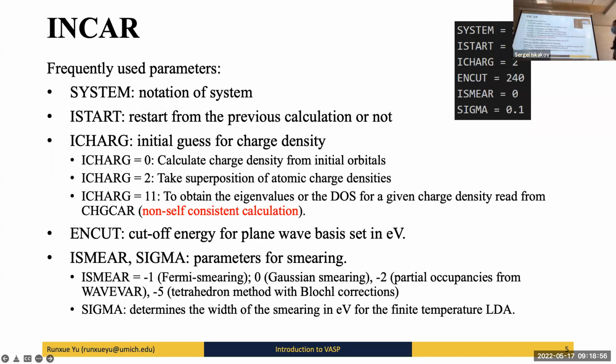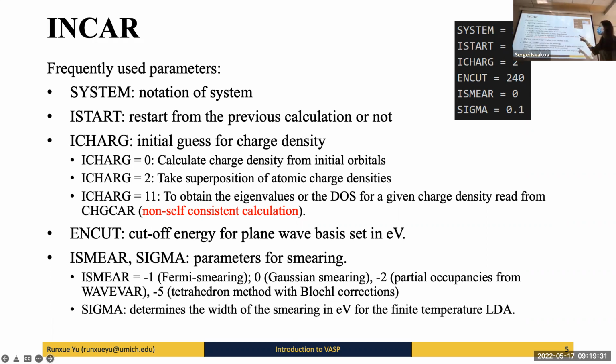So the first one is INCAR, and it has a bunch of parameters. It has a very large amount of parameters. So I just choose something that we usually use frequently in our calculation. So first, usually we will define a system. Use SYSTEM equal to, for example, I use SYSTEM equal to silicon here as the notation of the system. So this is just a comment line, it doesn't matter.